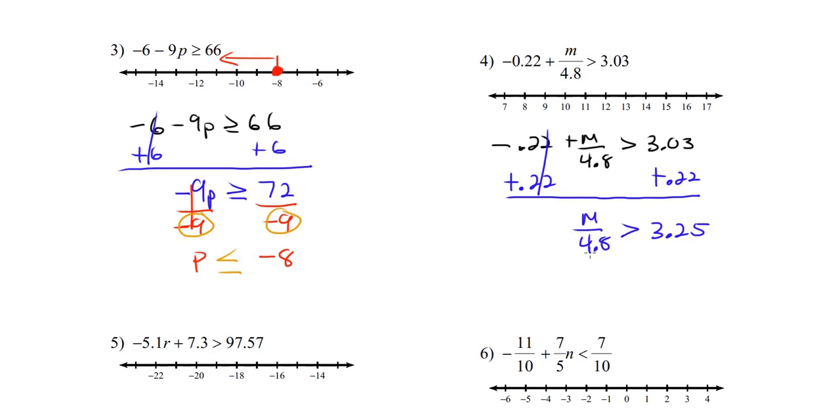Next step, we need to undo division by 4.8. So we're going to need to multiply both sides by 4.8. On the left, these cancel out, leaving us with m is greater than, and on the right, 3.25 times 4.8 is 15.6. So that's our solution. M is greater than 15.6. Now to graph this, it's going to be a hollow circle, and 15.6 is going to be roughly in between 15 and 16. So hollow circle here, and arrow pointing to the right.